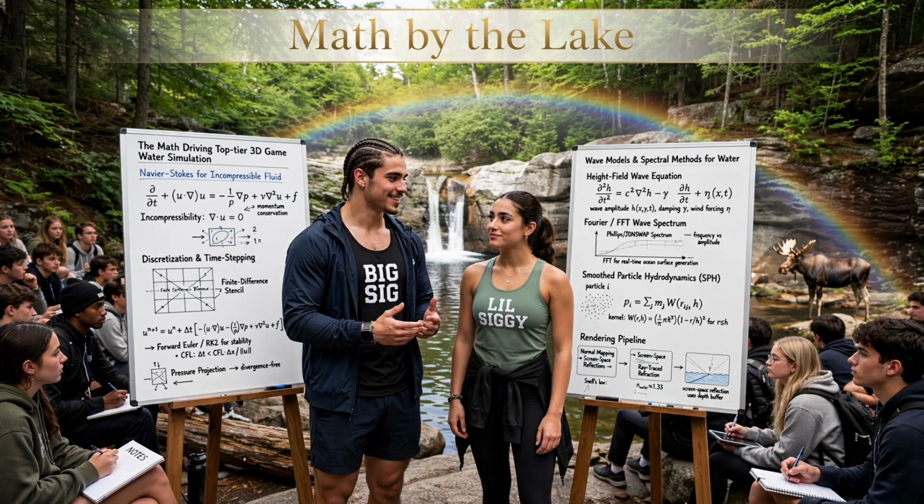Instead of tracing individual photons, we utilize a 256 by 256 height field texture. We conceptualize a grid of light rays beaming down from the sun. As these rays hit our height field, we use Snell's law of refraction to calculate exactly how the angle of the wave bends each specific ray.